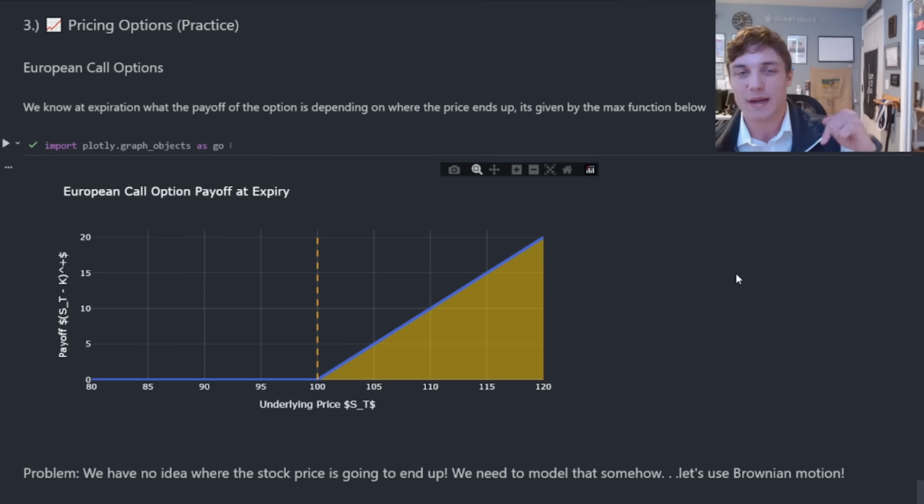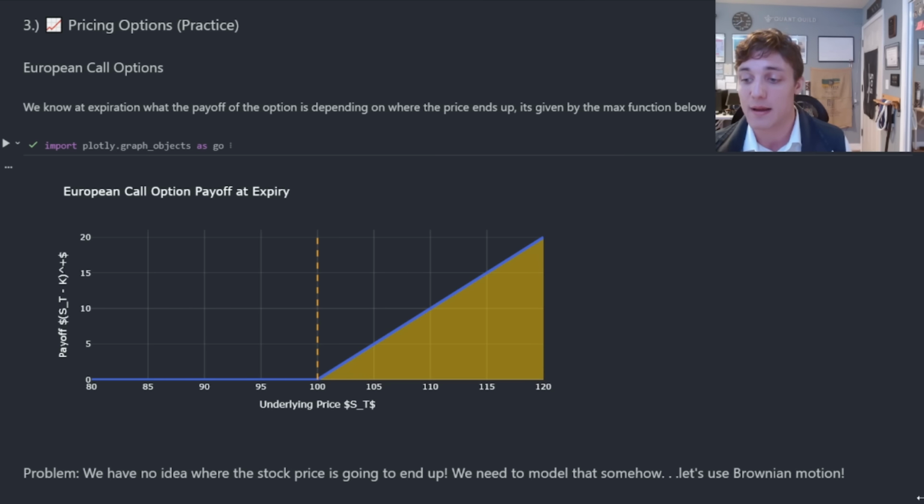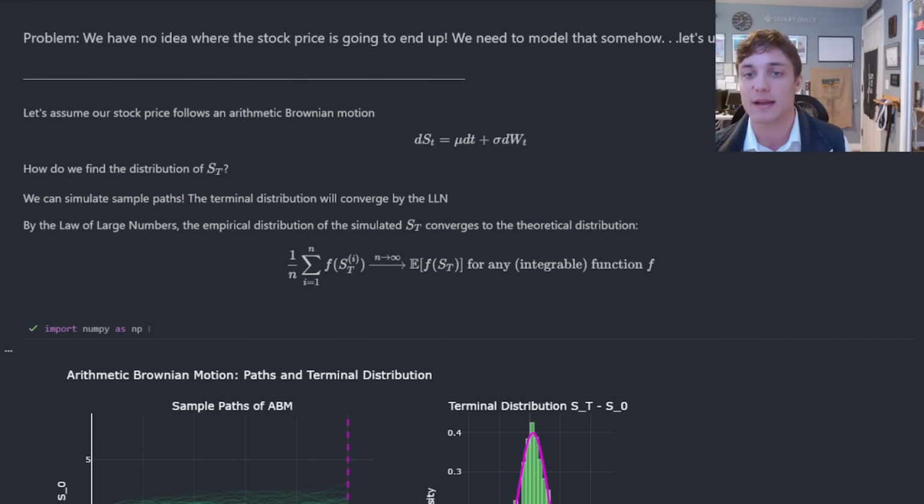In any case, we need to pay for that contract today. We need to come up with some model for the uncertainty of the stock price itself. And this is where we can apply Brownian motion. If we look at this idea of an arithmetic Brownian motion, we're defining a stock price in terms of some sort of drift that is the overall trend over time, and shocks to that drift defined by Brownian motion.